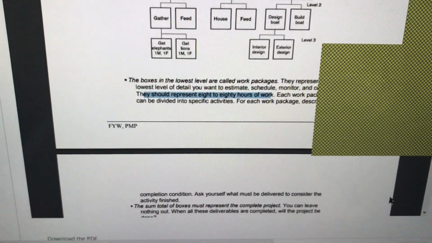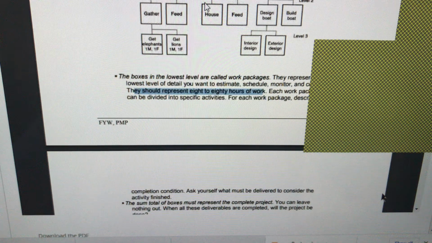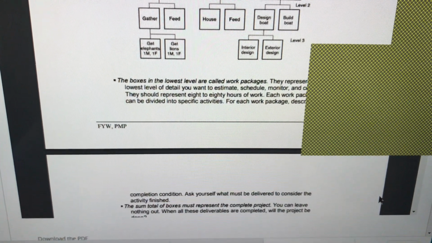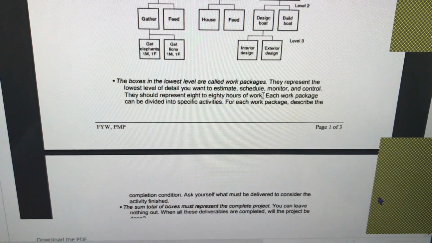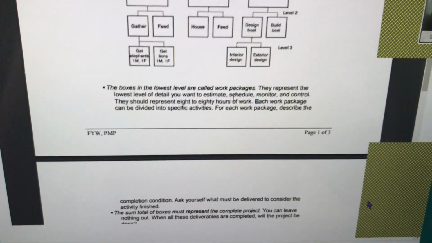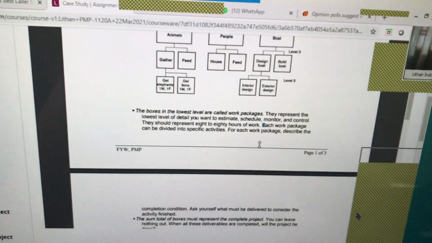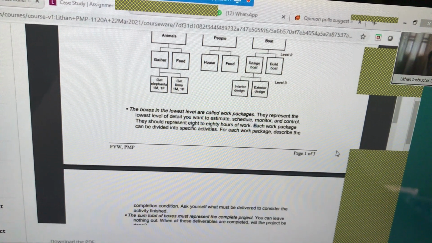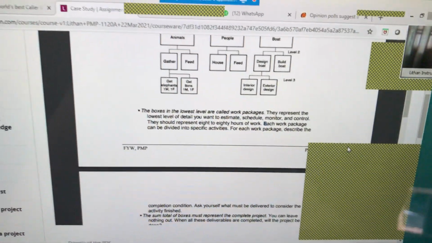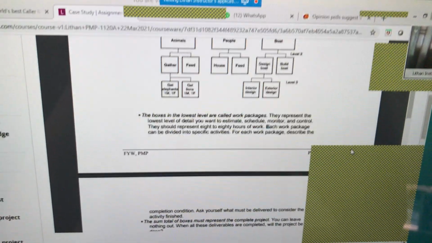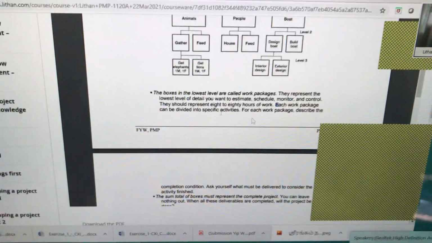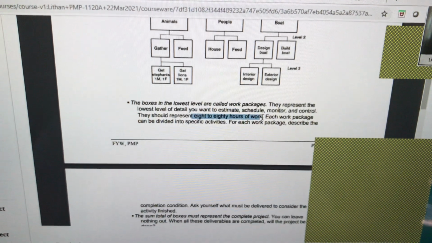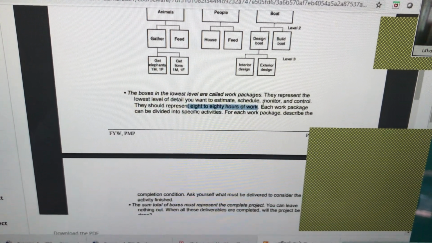For status reporting, yes. I don't get what you say, status reporting. No, let me proceed. Oh, you read somewhere, is it? Okay, that's a good piece of information. Let me see what it is. Oh, you read somewhere in the book, okay. 8 to 80 hours of work. I'm sorry, I don't know what this means. But let's not get stuck with that.